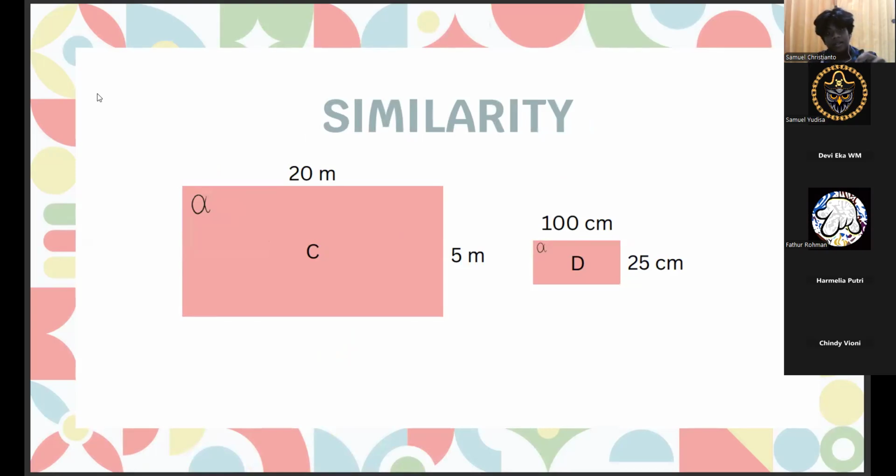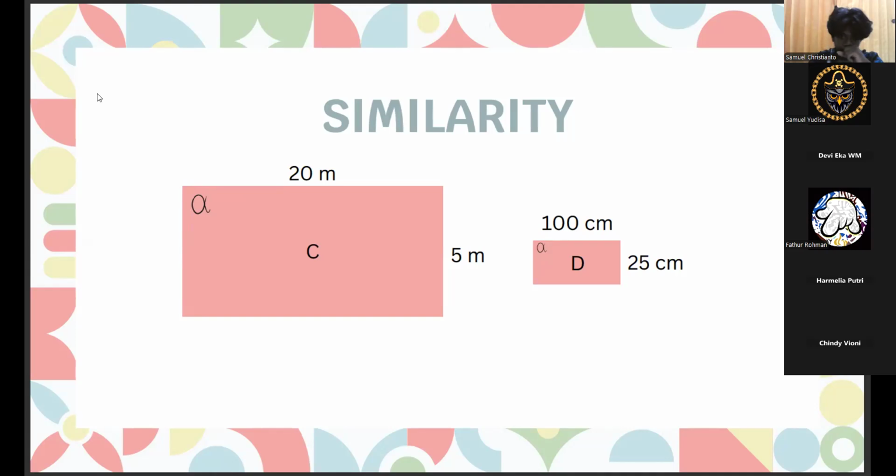We see that the C shape is bigger than the D shape, but the corresponding sides between C and B and D shapes have the same ratio. Let's calculate this. If the length of C is 20 meters and the width is 5 meters, then the ratio is 20 over 5, which is 4.